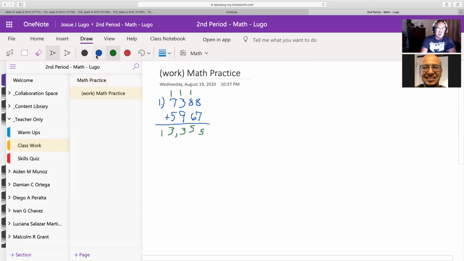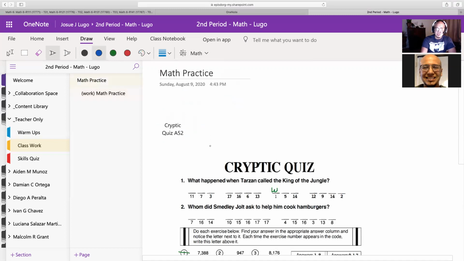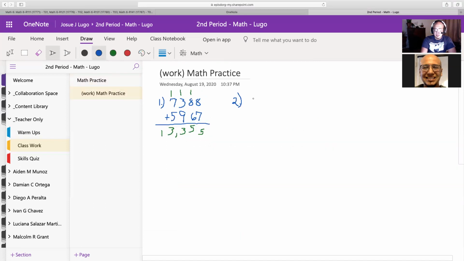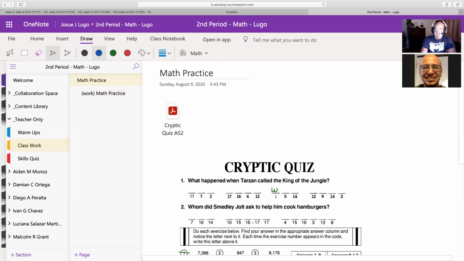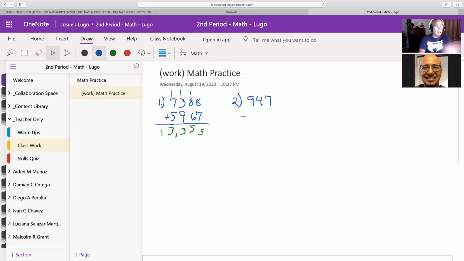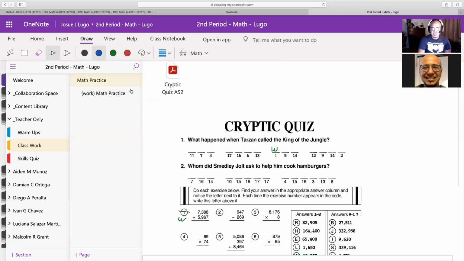Math practice, let's go back and let's do number 2. So notice I'm trying to be as neat as possible, just as if it were an actual notebook. So number 2 is 947 minus 269. Sorry, my cat had something in her mouth.